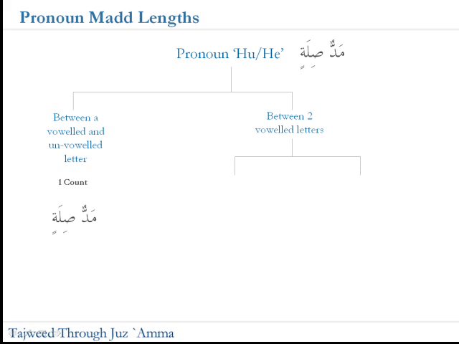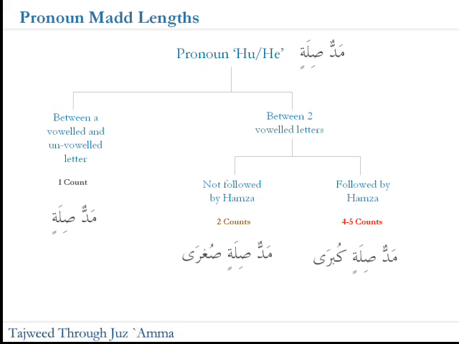Now when the pronoun of "hu" or "hi" comes between 2 voweled letters, then we have some elongation taking place. So the first rule is, if it's between 2 voweled letters and the letter after the "hu" or the "hi" is not a hamza, then the "hu" or the "hi" will be lengthened to 2 counts, and this is known as mad silah sughra.